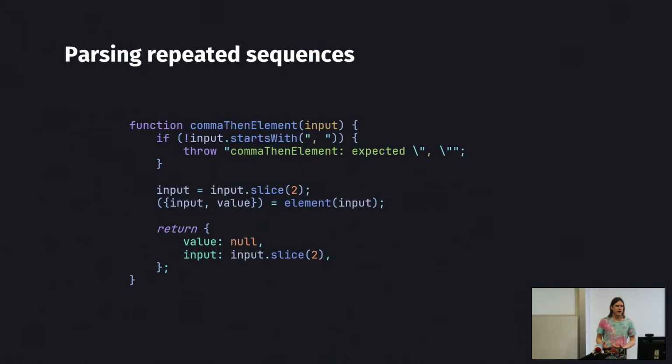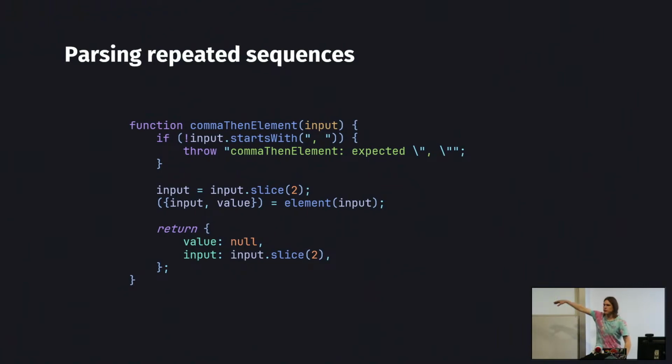And then finally, we have repeated sequences. This is a little bit more involved, but the idea with a repeated sequence is that we can have 0 or more of the same parser. So what we want to do is run the parser and just keep running it until it fails. And so this is just a while loop.